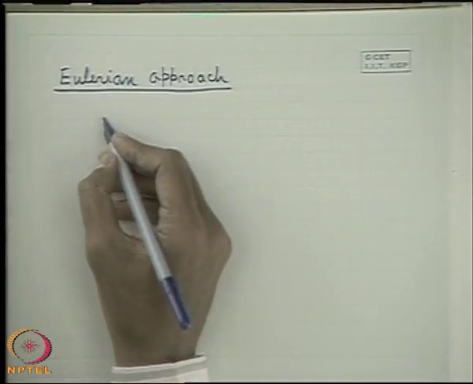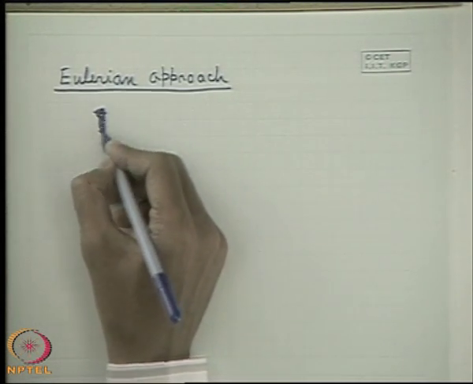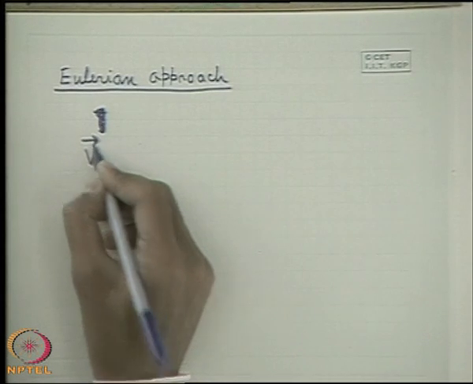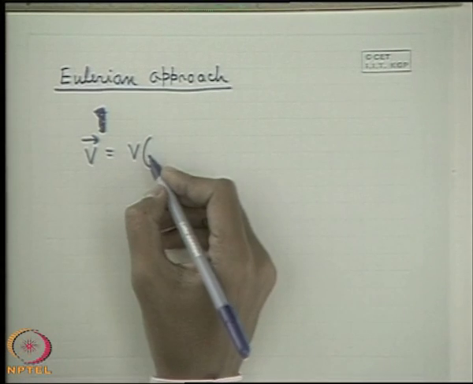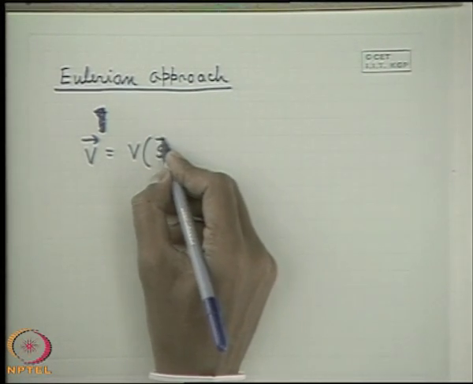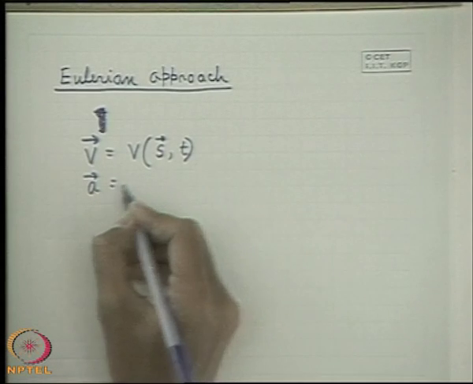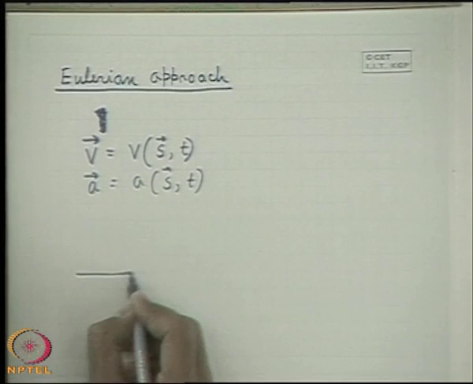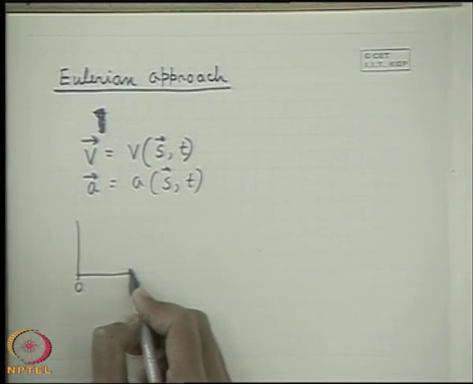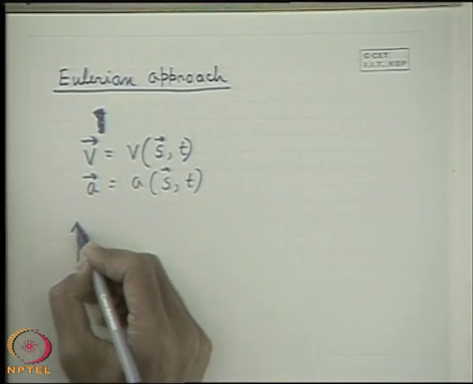Let us write the Eulerian approach then in mathematics. So, the Eulerian approach in mathematics writes the velocity vector as a function of space coordinates and time. Similarly, the acceleration vector is a function of space coordinates and time. That means, if you consider a frame of reference, simple rectangular Cartesian coordinates, this is y, this is x in proper sense of rotation.